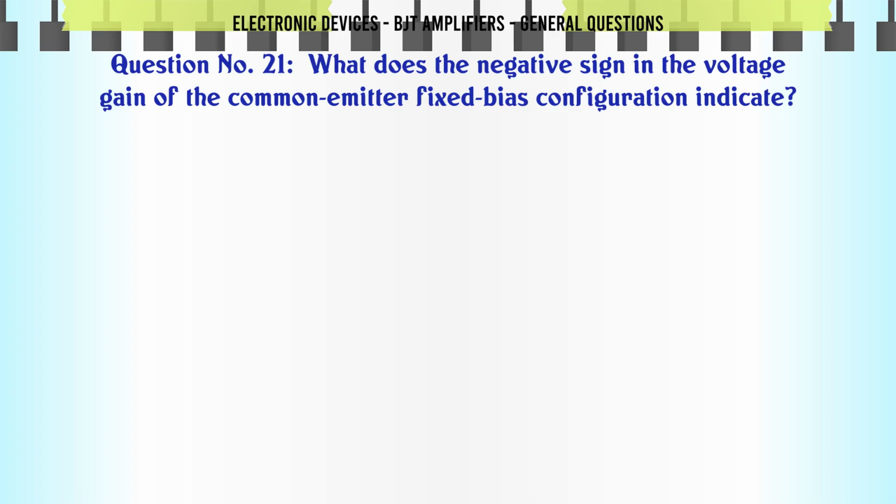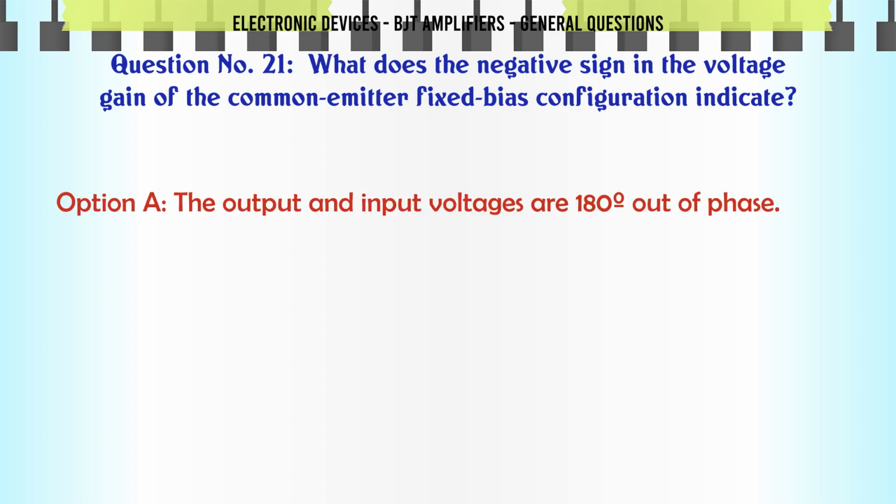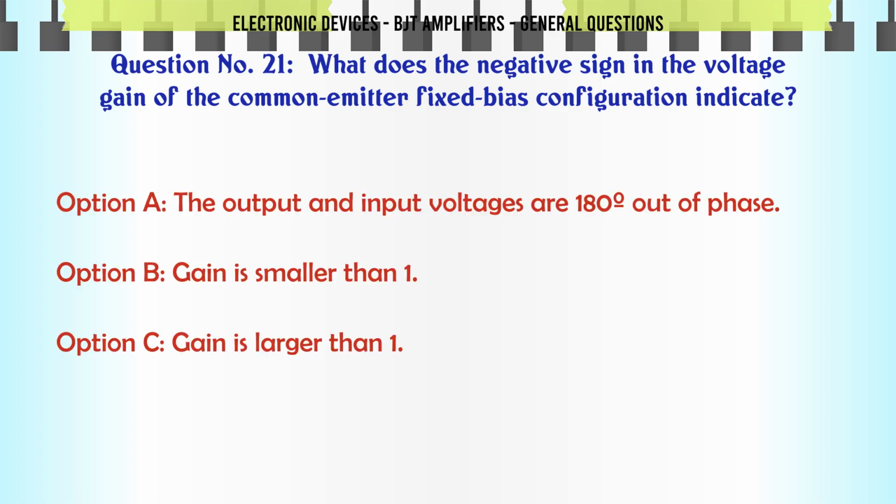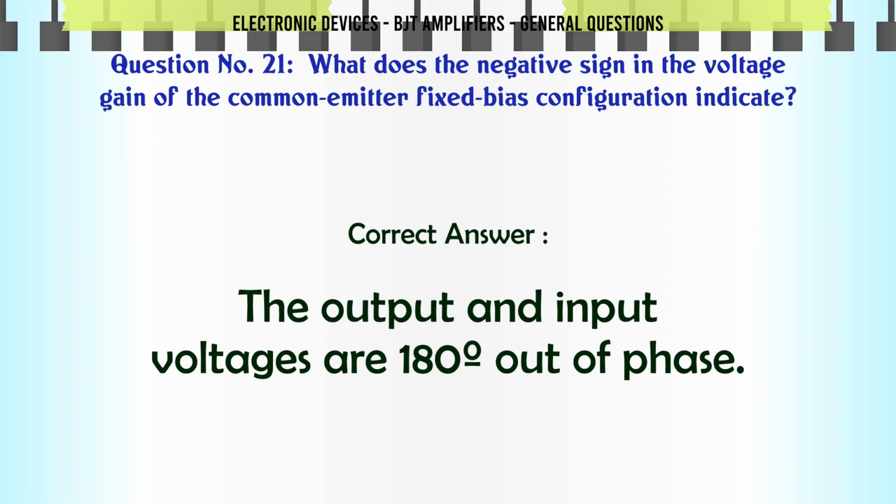What does the negative sign in the voltage gain of the common-emitter fixed bias configuration indicate? A. The output and input voltages are 180 degrees out of phase. B. Gain is smaller than 1. C. Gain is larger than 1. D. None of the above. The correct answer is the output and input voltages are 180 degrees out of phase.